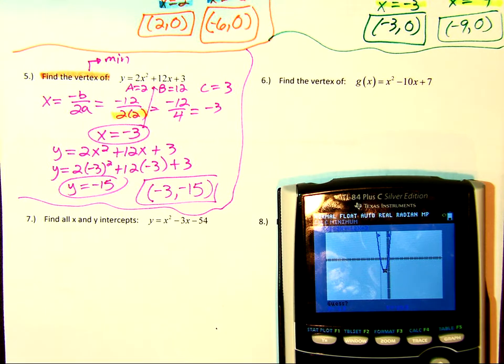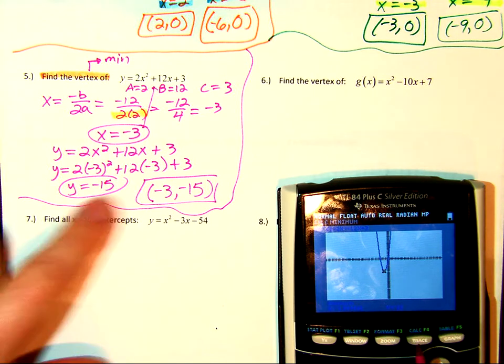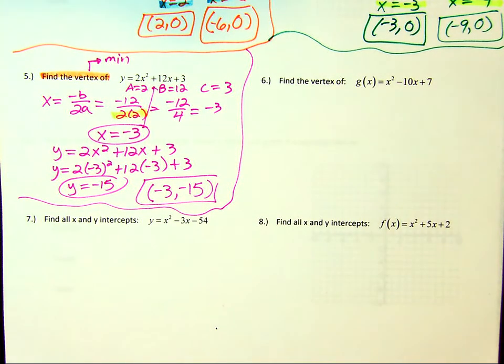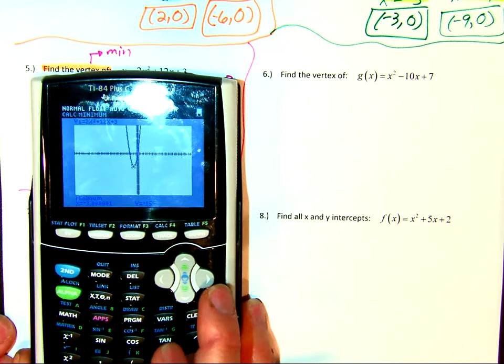Now this says negative 3.000001, which is negative 3, and then negative 15. So you can get your answer either way. It's up to you, you make the choice. So for number 6, I'm going to do it the long way, just so you guys know.